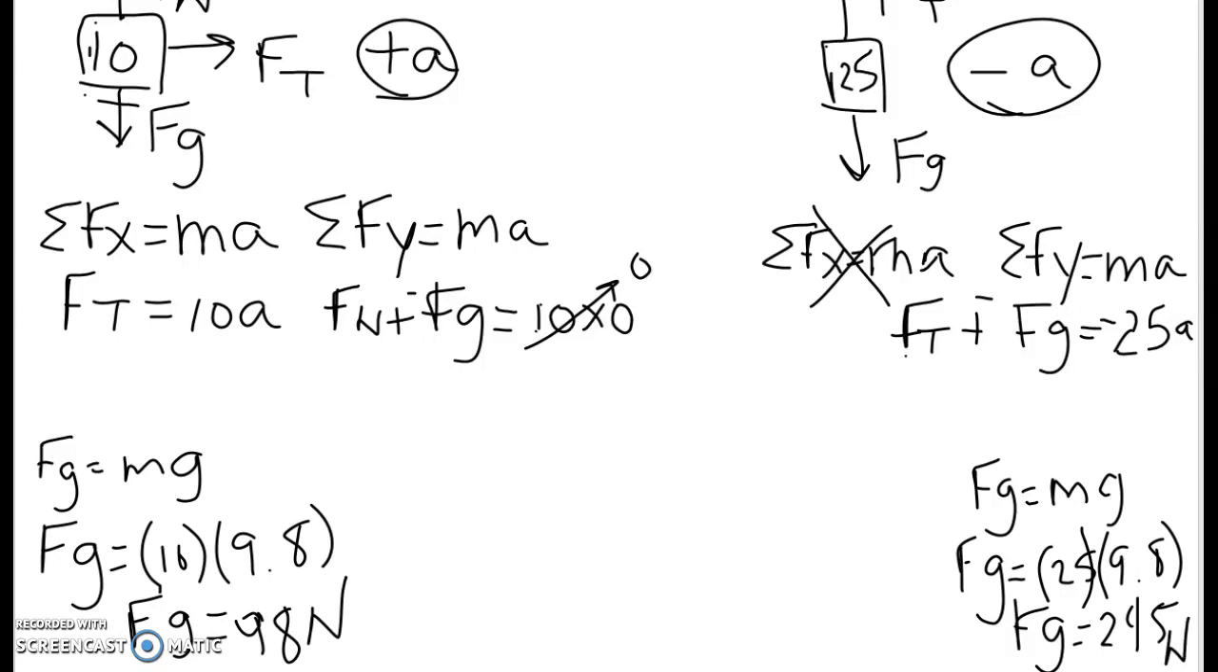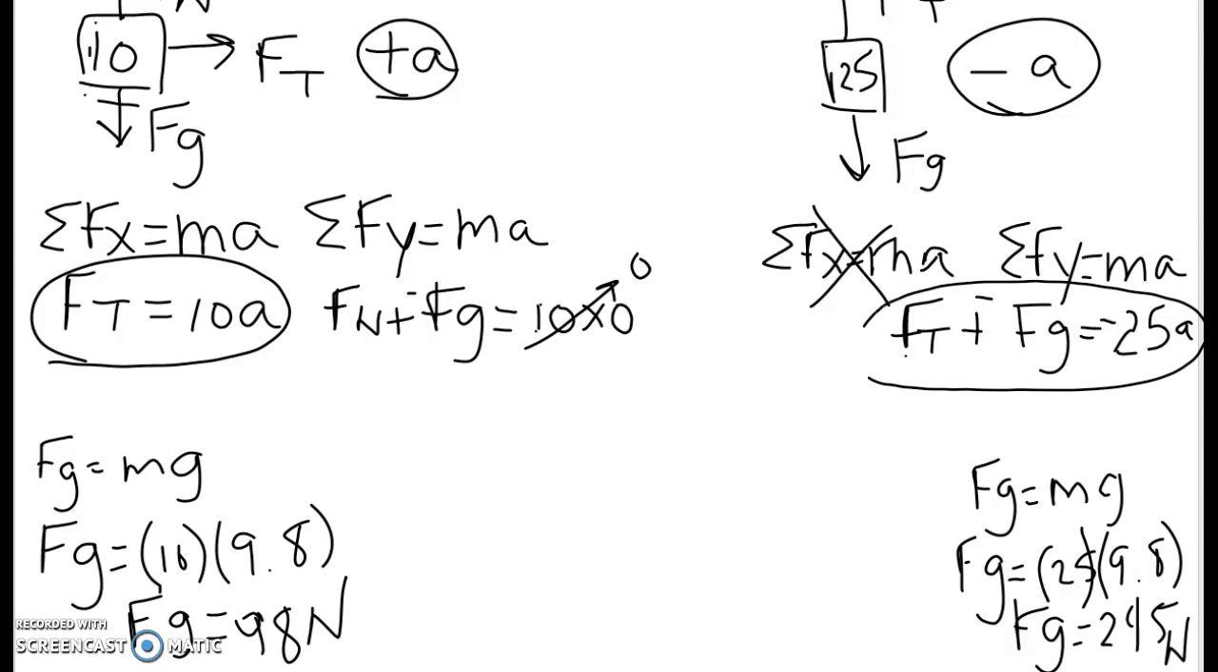So I can then go back and plug in my forces of gravity. There's no force of gravity in this equation. There is one here, so I could add it in there. But there is a force of gravity in this equation, so I'm going to go back and add it in. Force of tension plus negative 245 equals negative 25a.